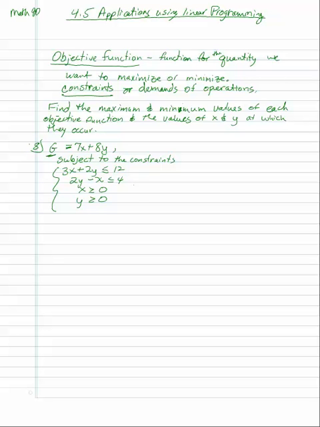Now note, these last two put you in the first quadrant. x equals 0 is the y-axis, and greater than is to the right. y equals 0 is the x-axis, and greater than is going up. So x is greater than 0 that way, y is greater than 0 up, so that would be quadrant 1.